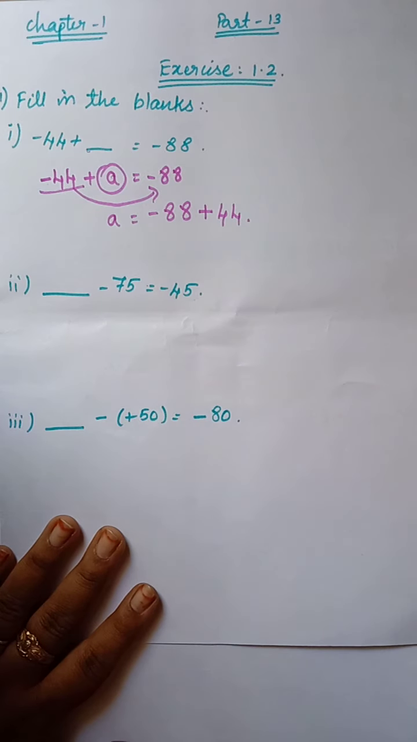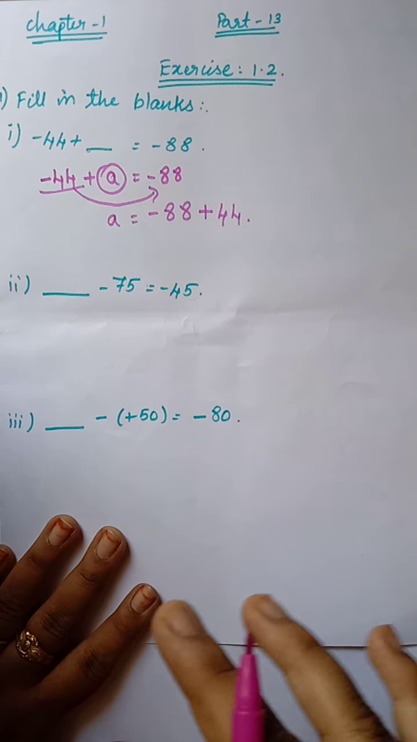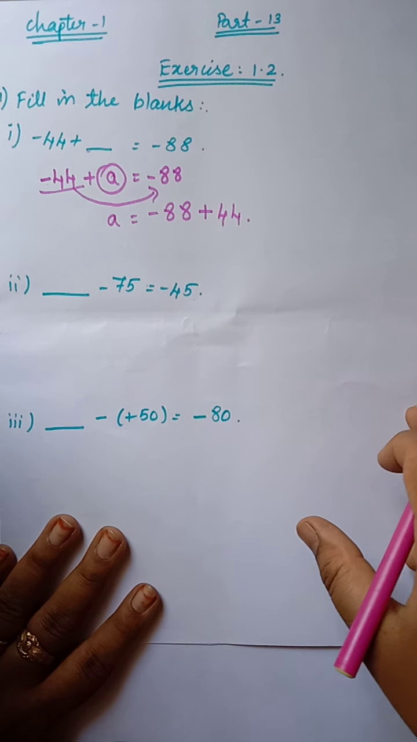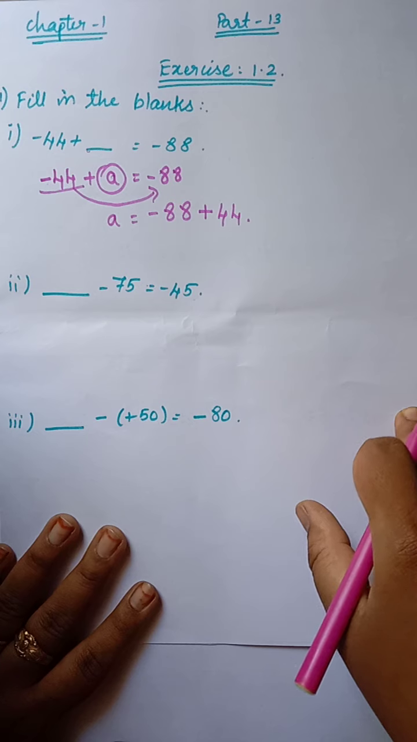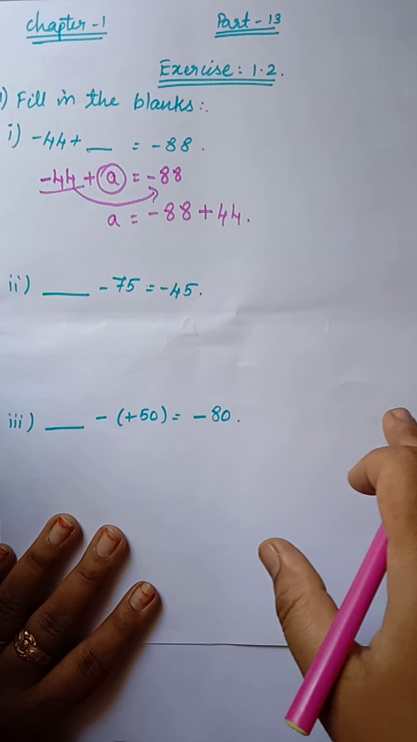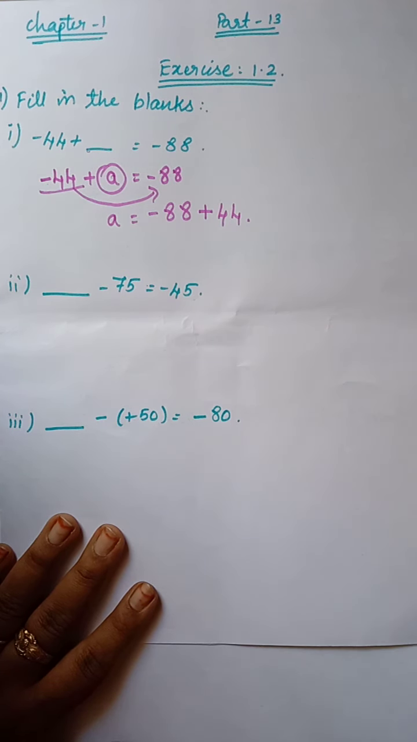Can you understand? While it is in subtraction, when it comes after the equal symbol, it will be changed to addition, and when it is in addition, if it comes after the equal symbol, it will be changed to subtraction. This is a common rule. You all must know this rule.